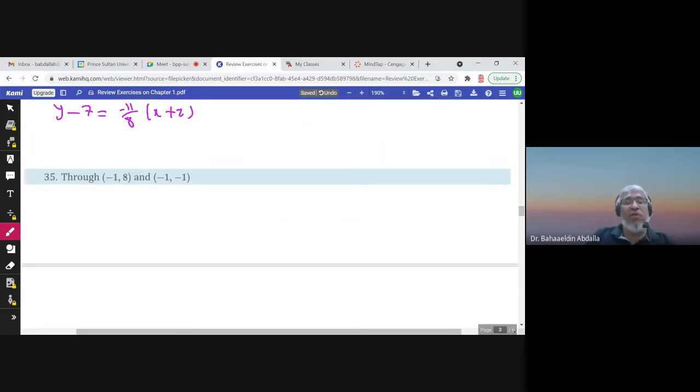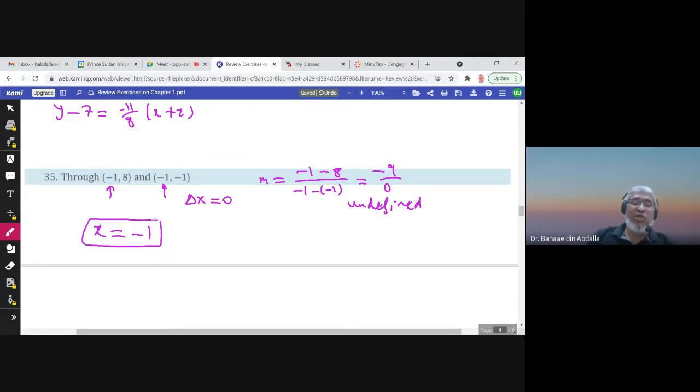Another similar question, but if you find the slope of this line, it would be (-1 minus 8) over (-1 minus -1), and you notice that the denominator is 0. Actually, you notice from the beginning that it's the same x, so there is no change in x here, so the slope is undefined. And if the slope is undefined, then the line is vertical and it has the equation x equals the x coordinate here, which is -1. So this would be the equation of this line.